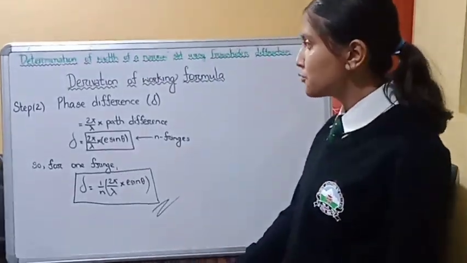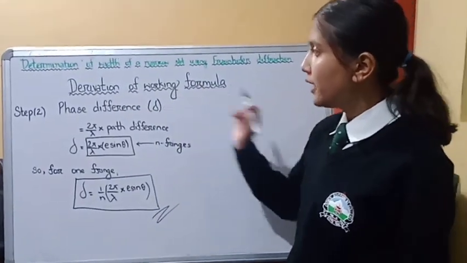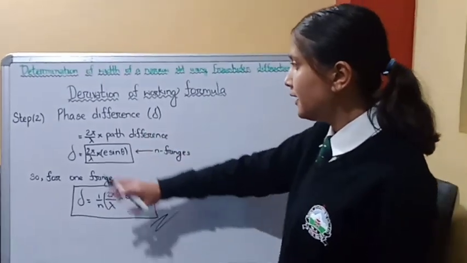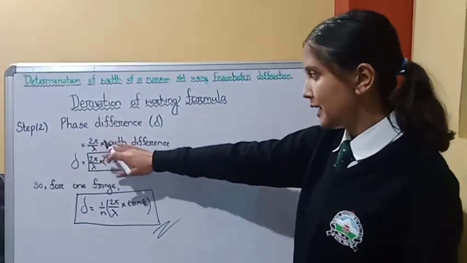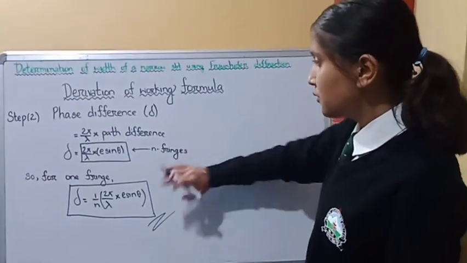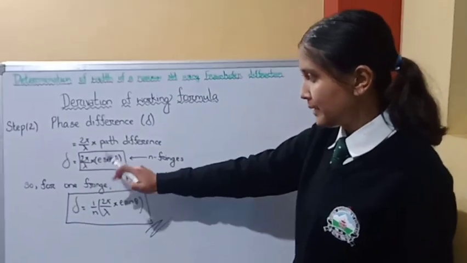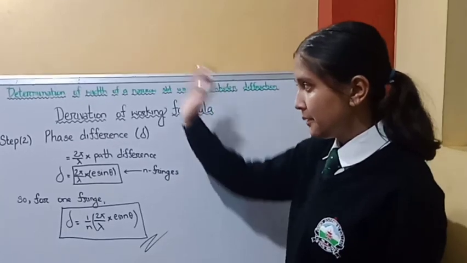The second step is to find the phase difference, and it is given by delta. So we have a relationship between phase difference and path difference. It is given by phase difference is equal to 2 pi by lambda times path difference. So this will imply delta is equal to 2 pi by lambda times e sin theta. We got e sin theta from step 1.